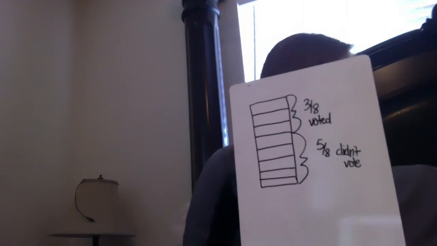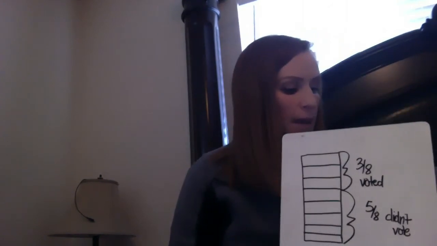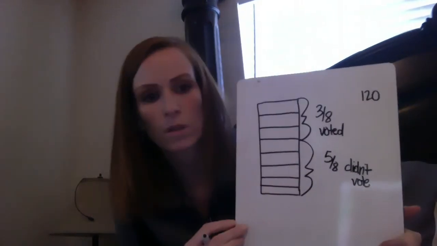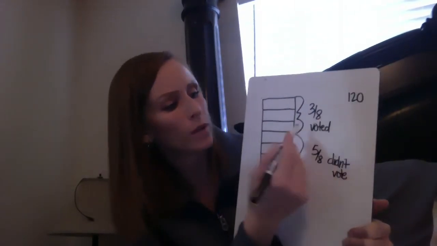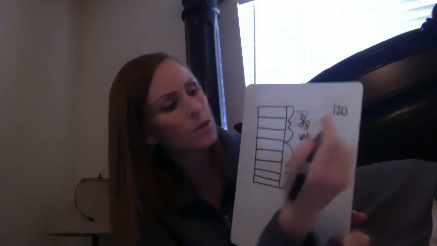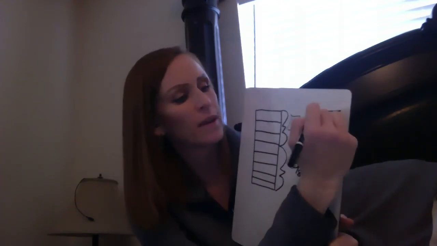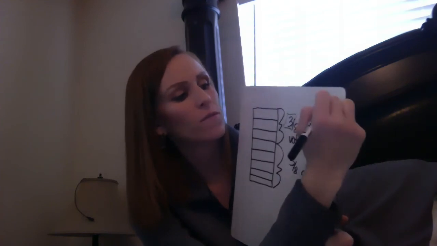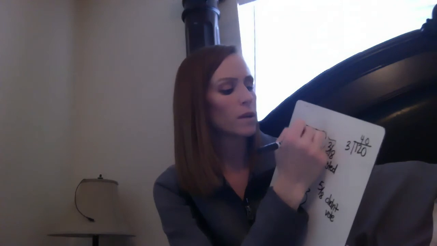If 120 of the people in town voted, how many people lived in town? So 120 people did vote. So we know the total of people who voted. We know it's split this way. So what we do here is we take my numerator and we divide it. 3 goes into 12, 4 times, so 40. So that means that each of these are split into 40.